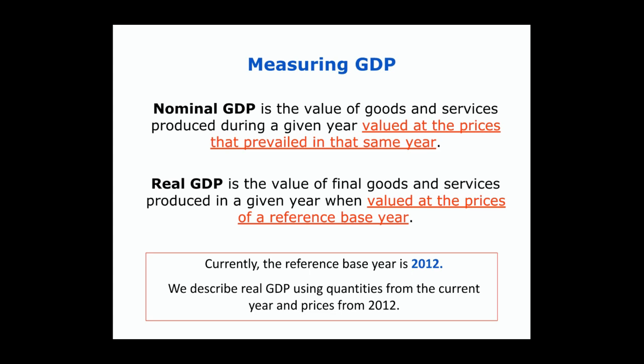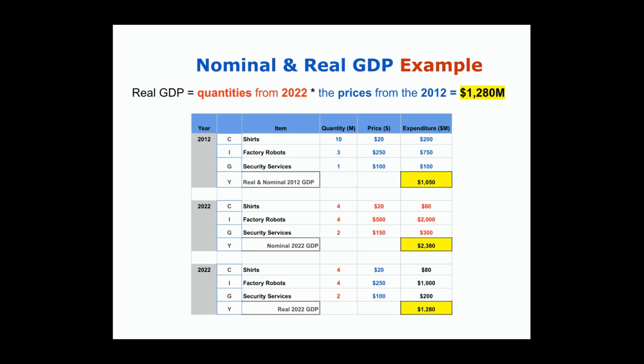So the base year is the reference year that we use. Now currently the reference year is 2012, and so when we're calculating the real GDP, we use the quantities from the current year, and we use the prices from the base year. So we describe the real GDP by using the quantities from the current year and the prices from 2012. Now this is a very simple example to show the difference between the nominal GDP and the real GDP.